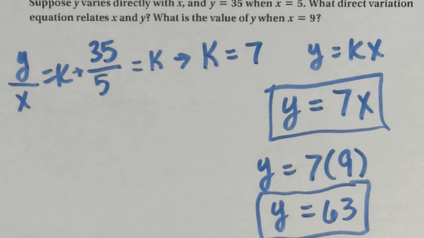Just on these, remember that y varies directly with x, and the equation for k is y over x. So whatever they say varies directly with, the first number's on top and the second number's on bottom, and that's how you get your k. And then, of course, once you have your k, you just put it in the formula y equals kx.